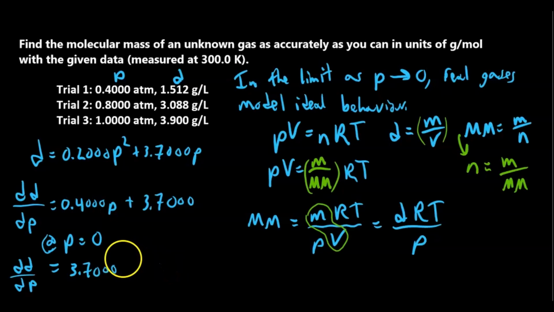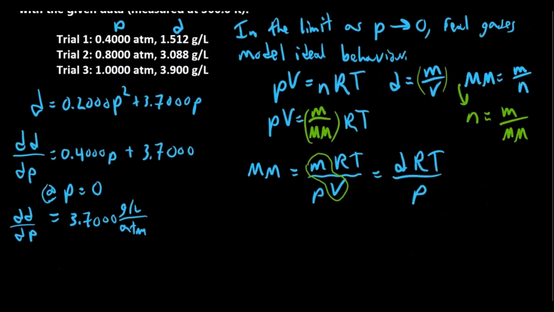And we should put units in here. So density is in grams over liters, and the pressure is in ATM. Got to make sure our units work out. And now we basically have everything. So we have the density over the pressure, that's the slope here. We have R, the gas constant, and we have the temperature of 300 Kelvin. So we can literally just plug it in.